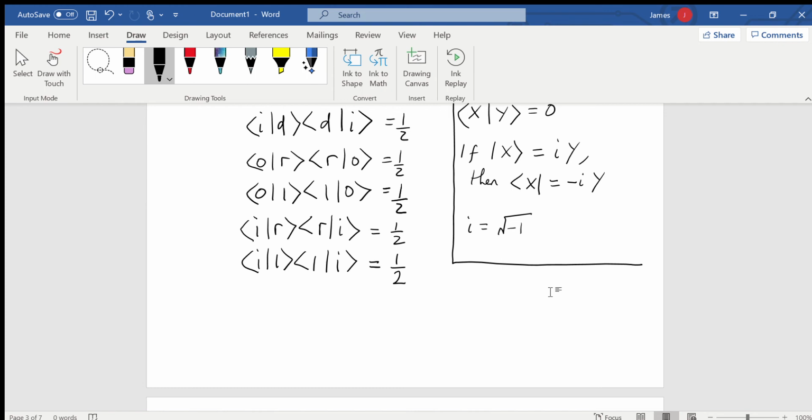And also, we're going to write down the following that we'll need. So this page is stuff we'll need. Right is 1 over root 2 up plus 1 over root 2 down. Left ket is 1 over root 2 up minus 1 over root 2 down.